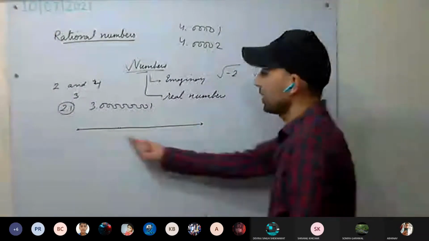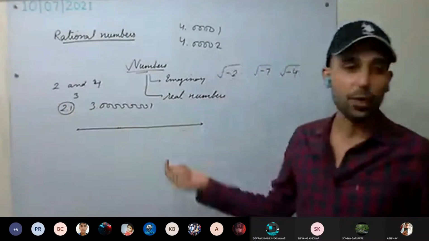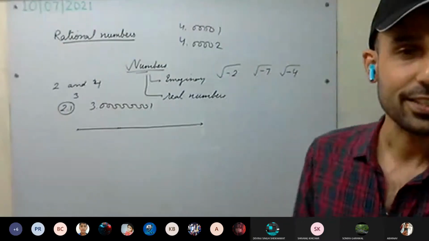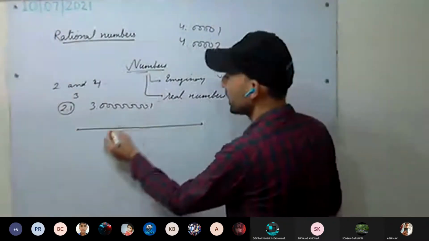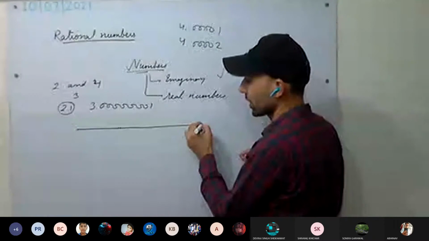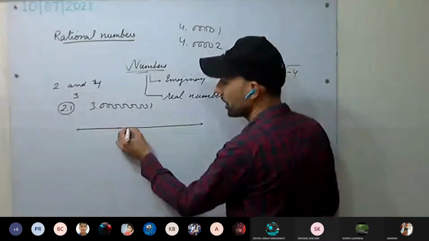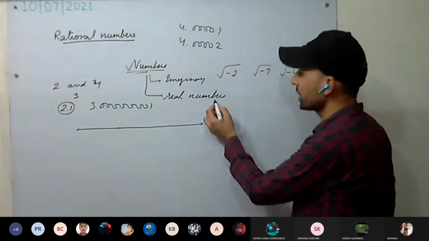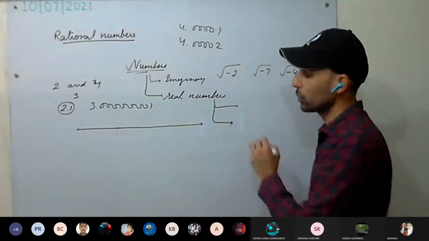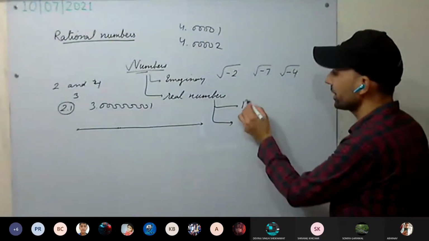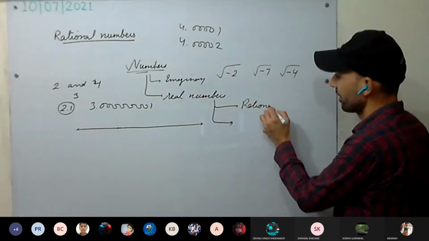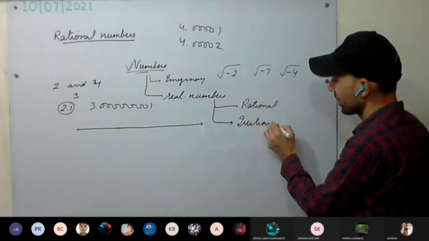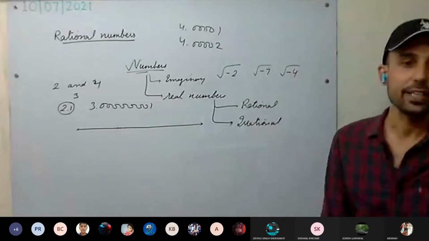Okay. This line we call the real number line. Yes or no? That means all the real numbers can lie on this line, and any point can represent one number there. Now these real numbers are again divided into 2: rational and irrational. Rational number and irrational number.